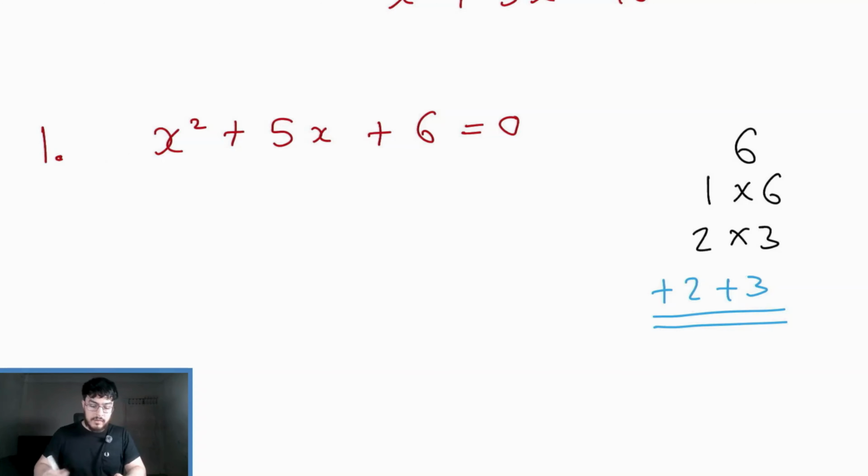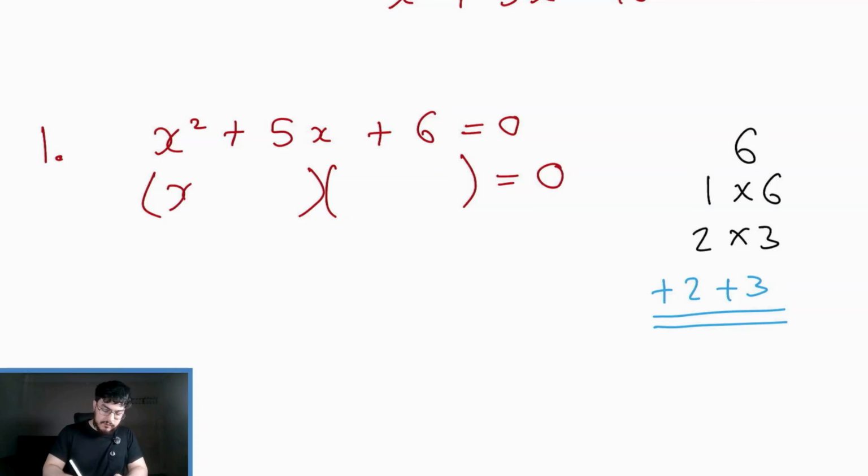And so because we're doing easy factorization right now, and easy meaning there's only a 1 in front of our x squared, we can straight away just write out 2 brackets like this. And remember, it's an equation, so it's still equal to 0. Now we put an x in front of both of them, and then we put our pairings, and we can put them in any order. This is going to be plus 2 and this is going to be plus 3.